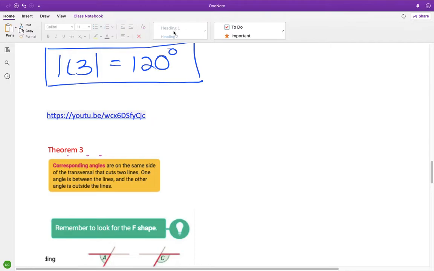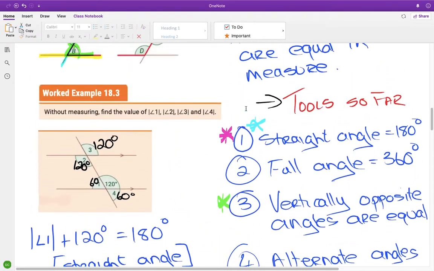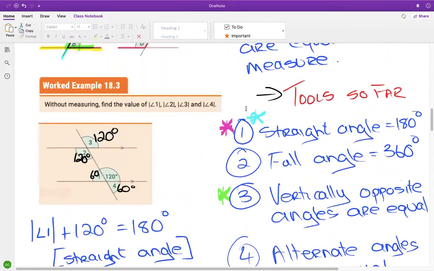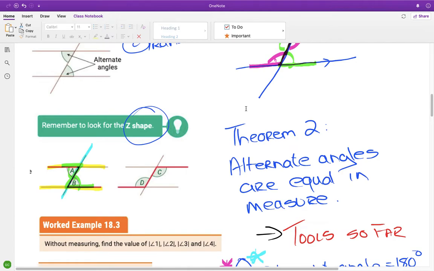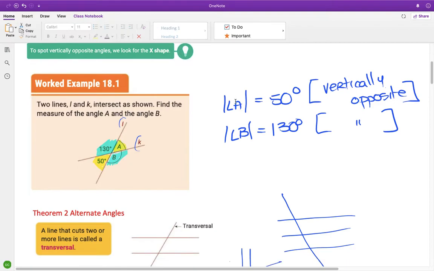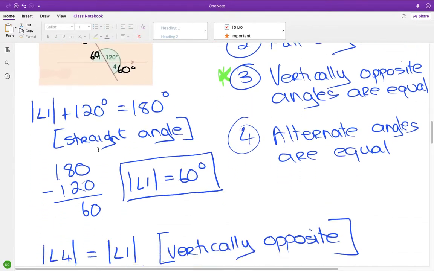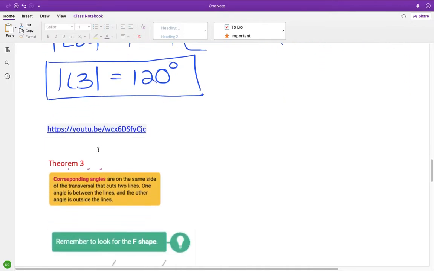Chapter 18, and we're going to look at the next theorem. The first theorem we did was the vertically opposite angles. The second theorem was alternate angles, and now we're moving on to the third. You can see it here highlighted, it's about corresponding angles.